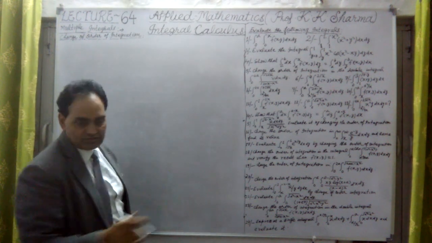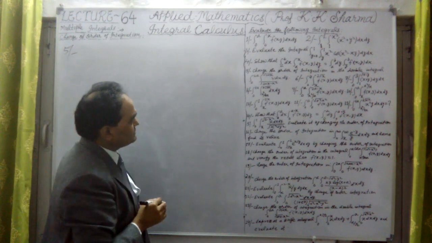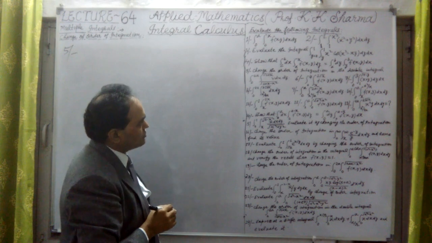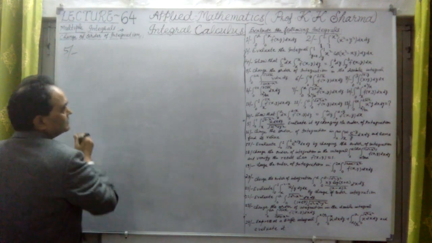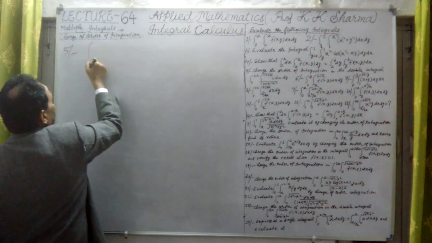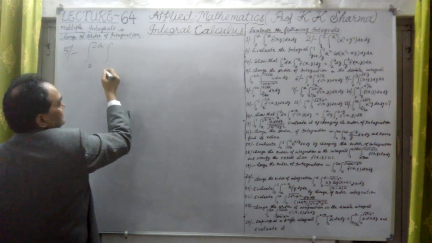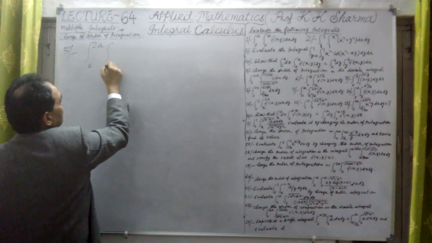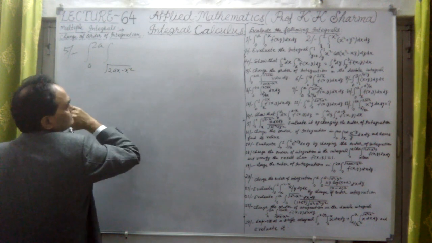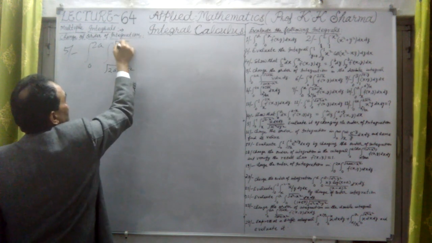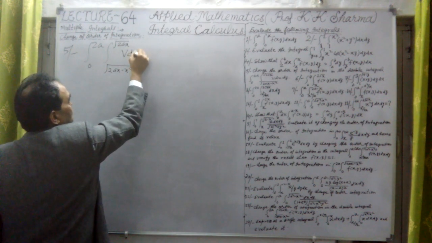Now question number 15 says, question number 15 is very interesting. Change the order of integration in the double integral. This one. Let me check it. It is 0 to 2a, and the other limits are from 0 to root of (2ax minus x square) for y, and this is in the root 2ax, into dx.